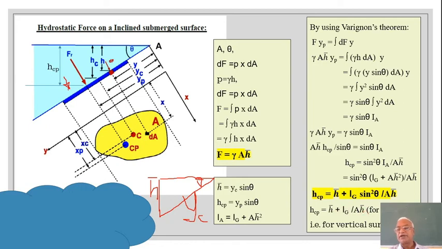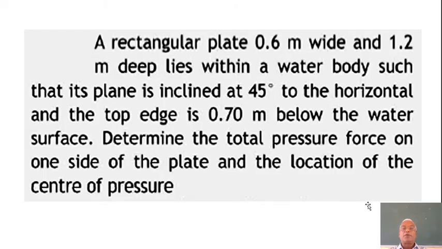For theta equal to 90 degrees, sine 90 becomes 1. Because of that, there will be simplification. Okay, hope you are able to see that.